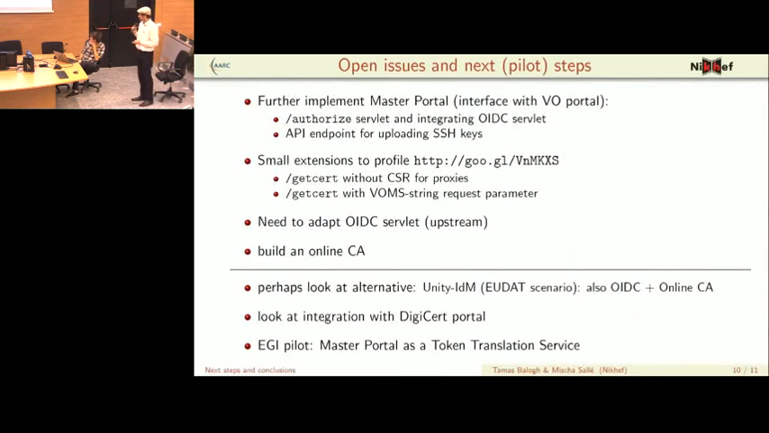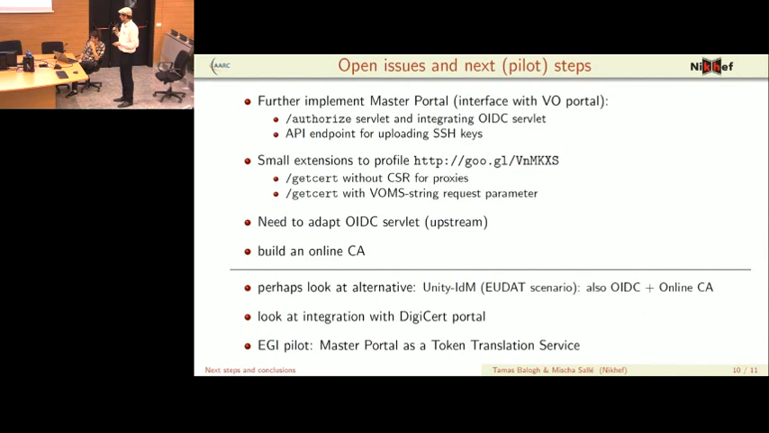For other pilots, it is indeed a good idea to look at Unity, because Unity also basically provides an online CA with OpenID Connect and SAML. The only problem I think which Unity has is that it's not easy to put in your own online CA, but I actually don't know because I haven't looked at the details yet, and that's definitely something which would be interesting.